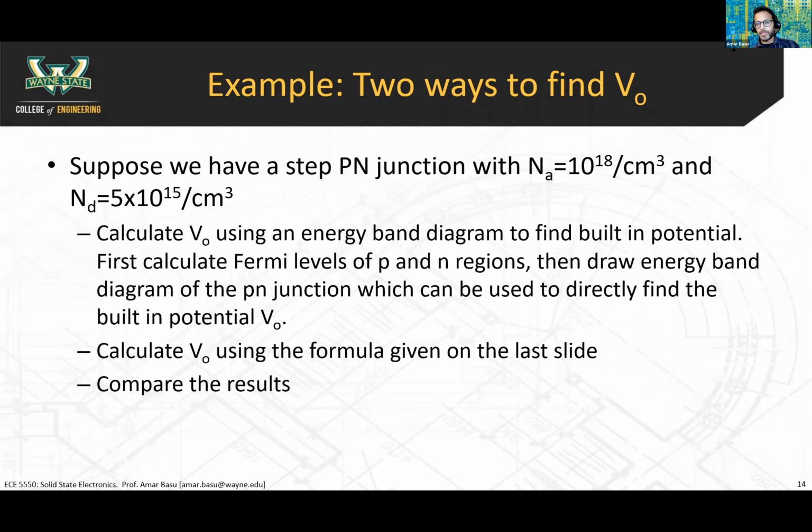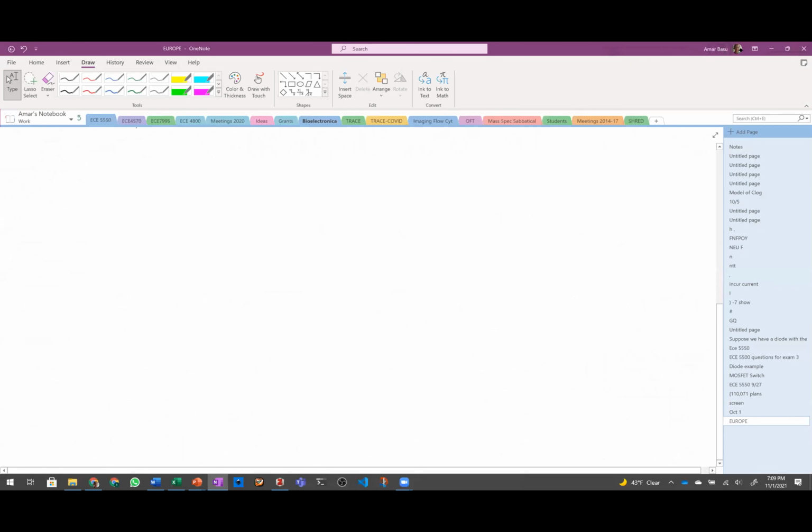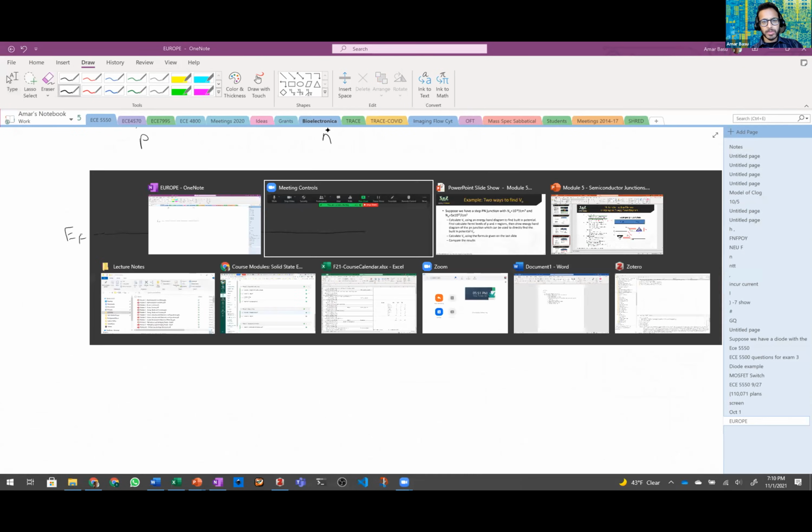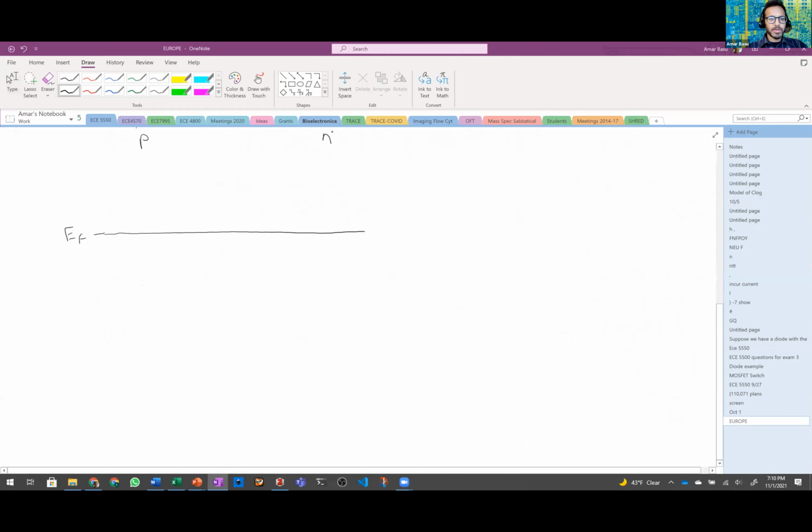So why don't we start with, here, I'll just draw out the different sides of the band diagram. And you can help me out with the parts that you have. So you start by drawing out the Fermi level like this. So this is the P side and then the N side. Just put down the dopings, 10 to the 18th and 5 times 10 to the 15th. N side, so this is N_D equals 5 times 10 to the 15th per centimeter cubed.